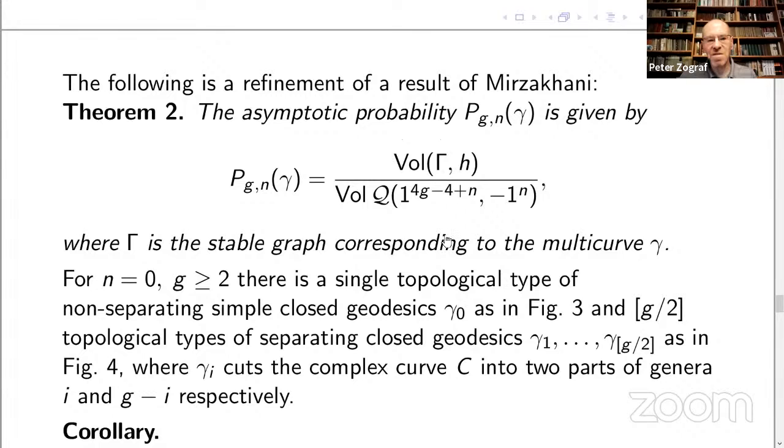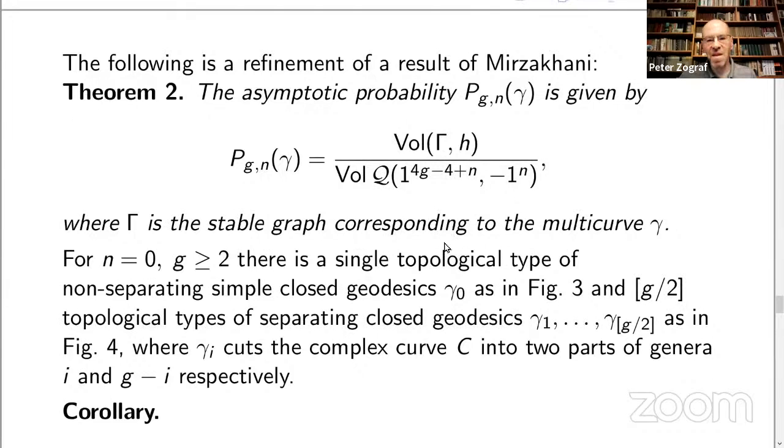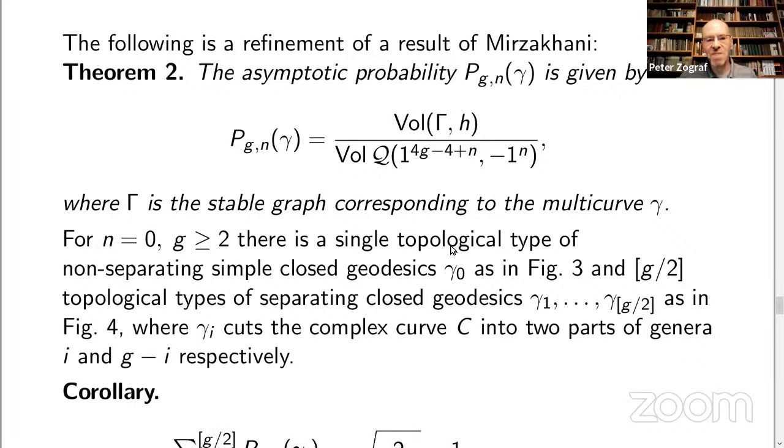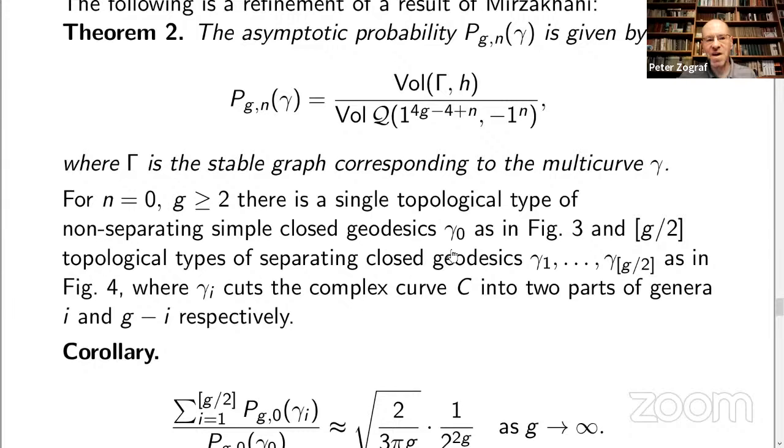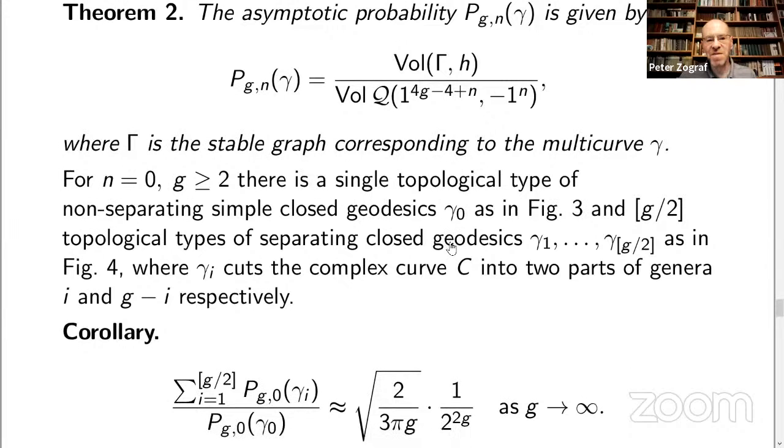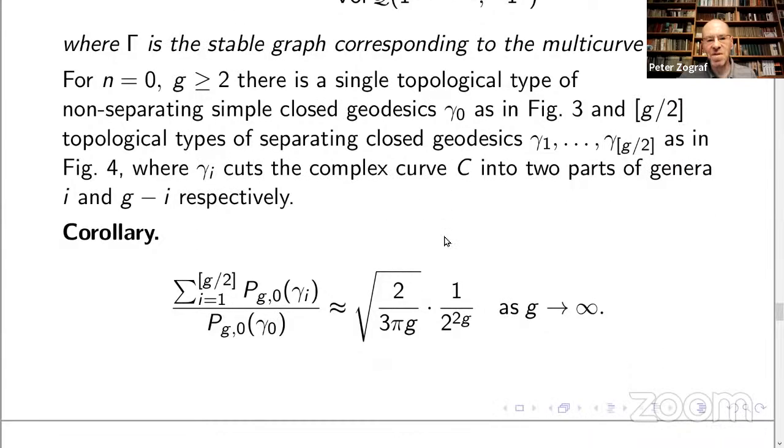For n equal 0 and g greater or equal to 2, there is a single topological type of non-separating simple closed geodesics, gamma_0, as in figure 3, and the integer part of g over 2 topological types of separating closed geodesics, as in figure 4, where gamma_i cuts the complex curve into parts of genera i and g minus i respectively. So let me show the pictures.